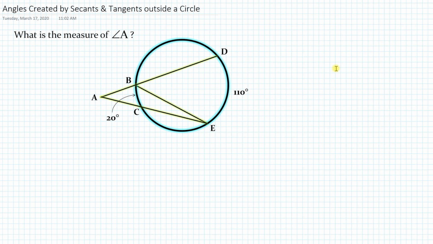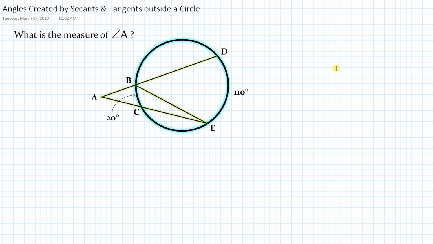So today we're going to learn about angles created by secants and tangents outside a circle. As you can see, according to this problem, you have two secants intersecting a circle at points BD and CE respectively, and both secants intersect at a point outside a circle at point A. What is the measure of angle A?